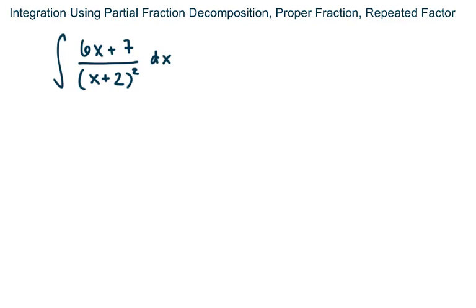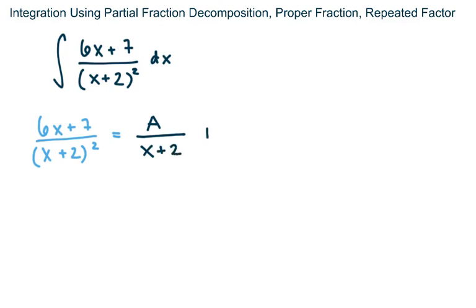So our first step here is we look at this and we say, well, it's not very evident to us that we could work this using a U substitution or even integration by parts. Why don't we try decomposing this partial fraction? So I'm going to take my integrand, 6x plus 7 over x plus 2 quantity squared. And when we're dealing with a repeated factor, that means essentially I have x plus 2 times x plus 2. I'm going to write this out as A over x plus 2 plus B over x plus 2 quantity squared.